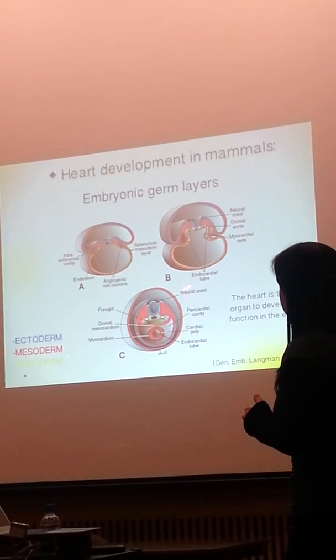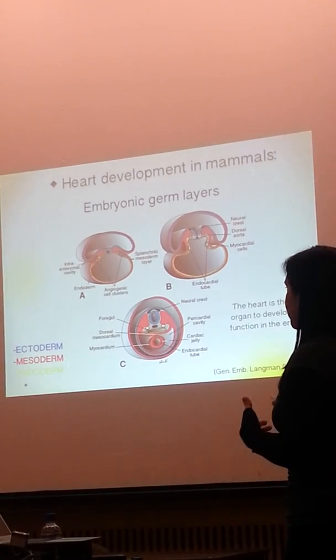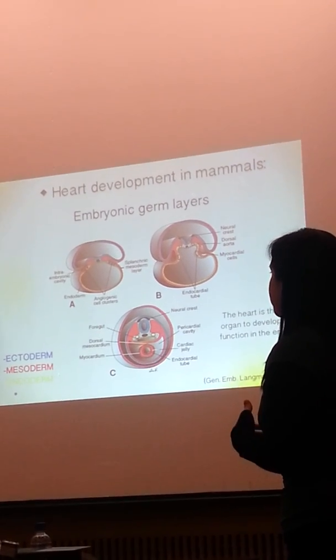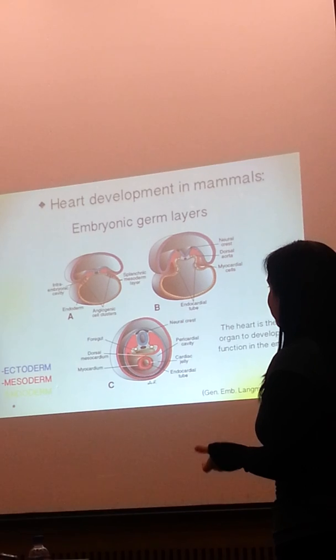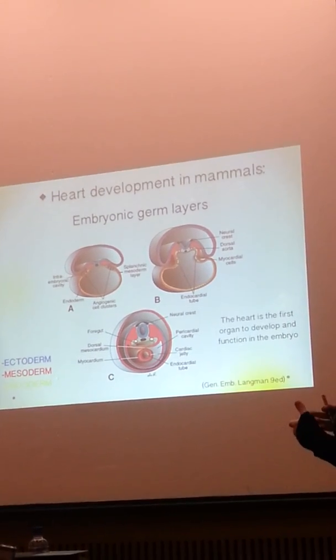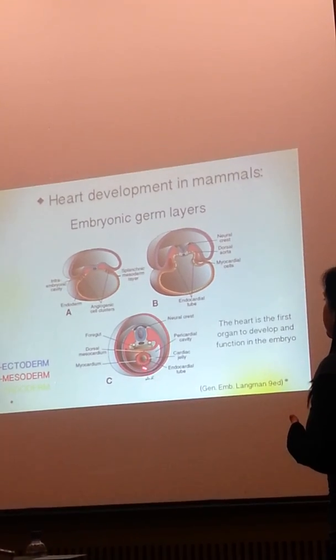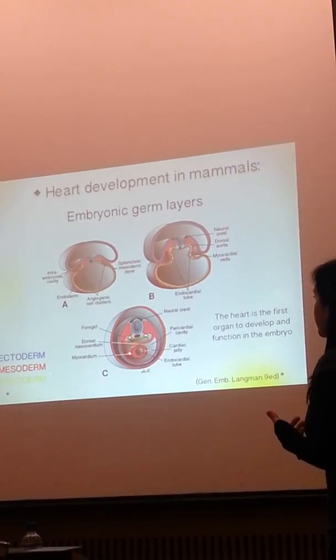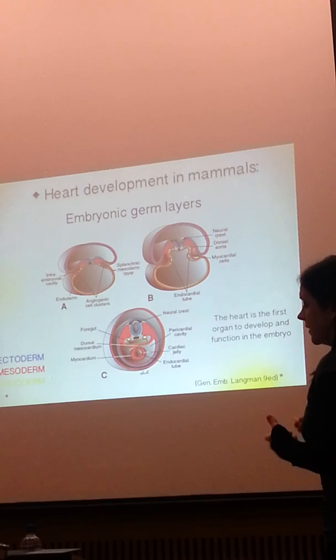After some movements during very early embryonic development, the heart will form, starting with a heart tube. That is the first step, where there are already 3 layers: a myocardium, an endocardium, and an epicardium, which is the outer layer.